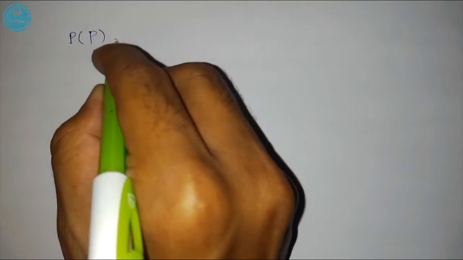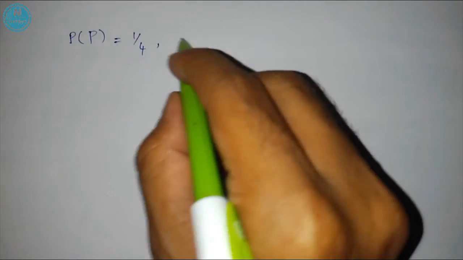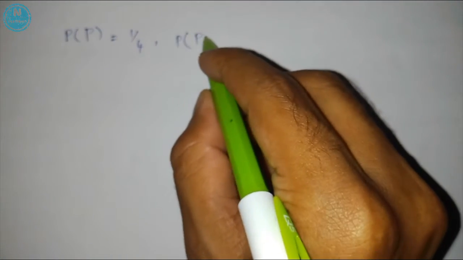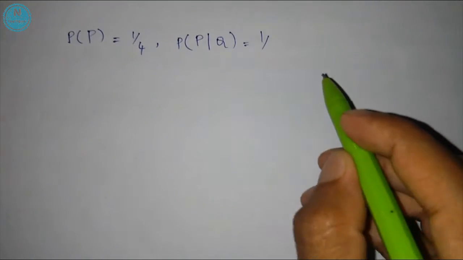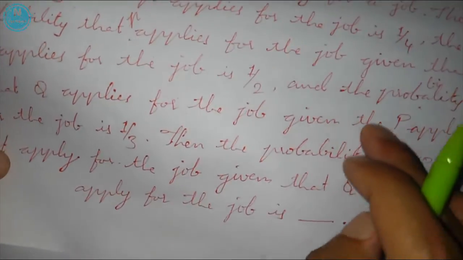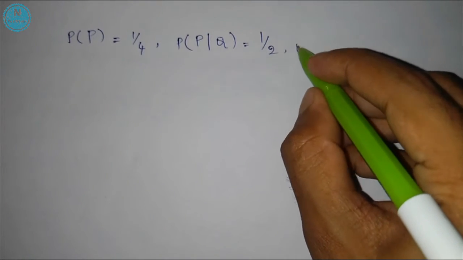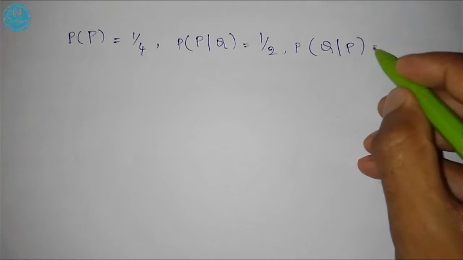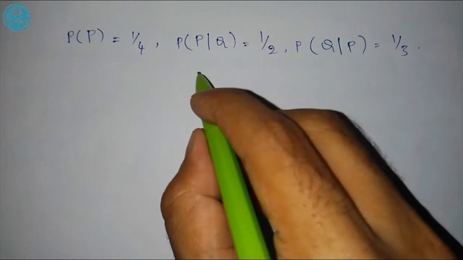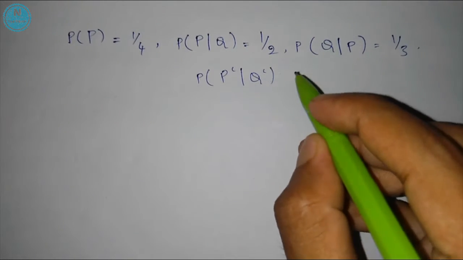From the question, probability P applies for the job is 1 by 4, and the probability P applies for the job given that Q applies for the job is 1 by 2, and the probability Q applies for the job given that P applies for the job is 1 by 3. Then we need to find the probability P does not apply for the job given that Q does not apply for the job.